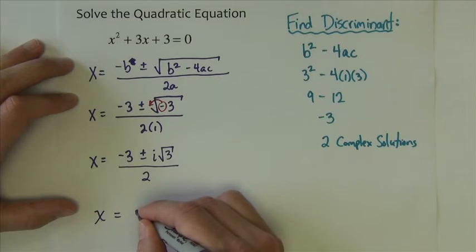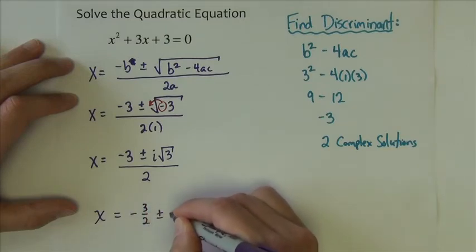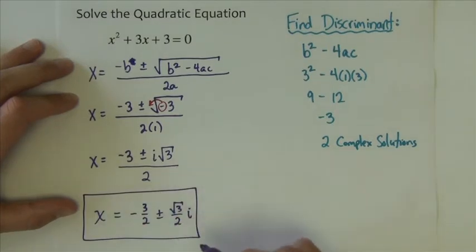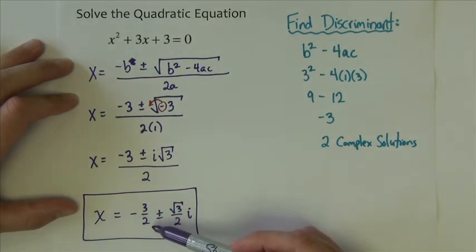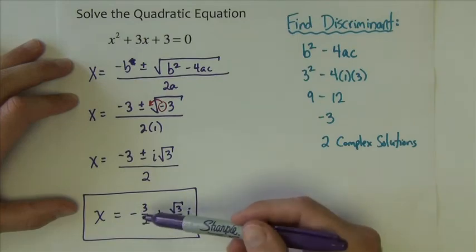And if we split that up into two fractions, we get negative 3 halves plus or minus square root of 3 over 2 i. There's our two complex solutions. One of them is the plus, the other one is the minus. They're of course complex because they've got the imaginary part here and they've got the real part there.